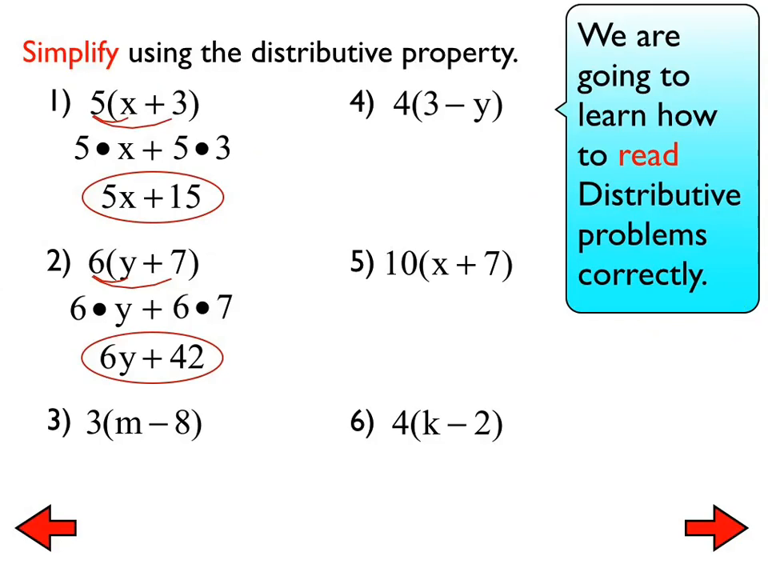All right, Daniela, what'd you get for number 3? 3 times the quantity m minus 8 is equal to 3m minus 25. Very good. 3 times the quantity of m minus 8 is equal to 3m because of the 3 times m, and then minus 24 because of the 3 times 8. So 3 times the quantity of m minus 8 is equal to 3m minus 24. Leo, number 4.